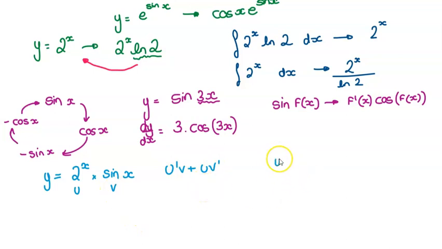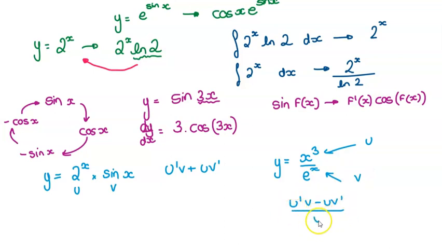Then you've got your quotient rule. So say you've got y equals x cubed over e to the x. You've got to be dividing by it. This time the function on the top is u, the function on the bottom is v, and you put them together using u dash v minus u v dash all over v squared, and that bit is in your formula book anyway.